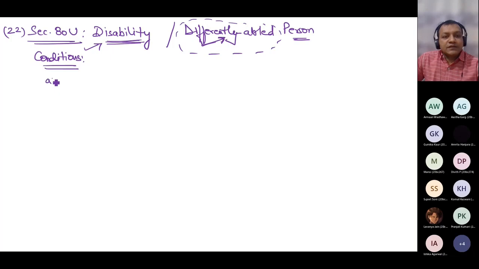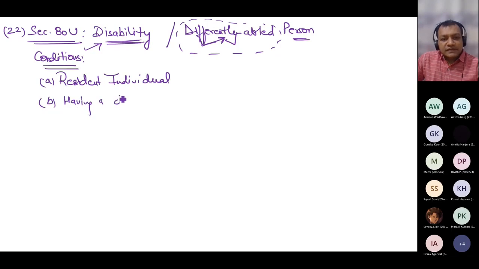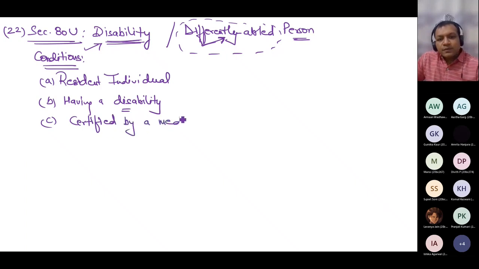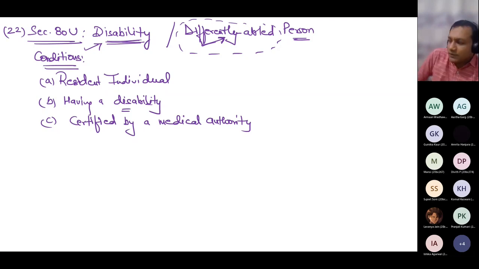Now, in this case, it is for a resident individual who is differently abled, that means having some disability, and this disability is certified by a medical practitioner, etc. Now even the government has stopped using this disability word, because every person who is differently abled needs to get a certificate from the government hospital, CMO, etc. We have different medical authorities prescribed for that purpose.